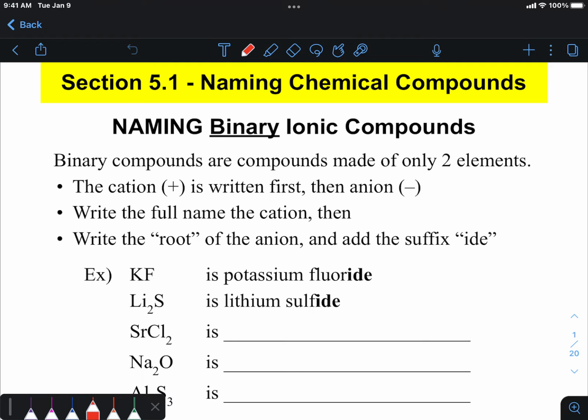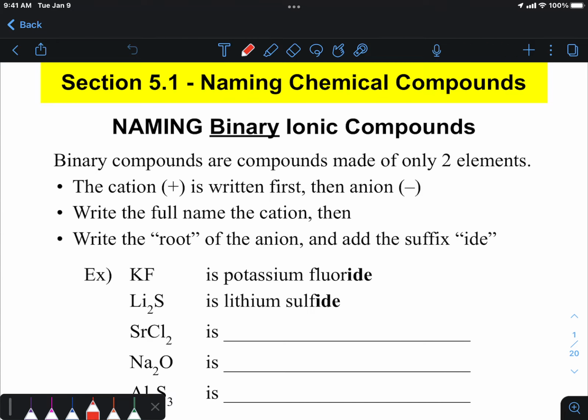So the protocol for it is this. The cation is written first. So remember, the cation is the one that's positive. It has lost electrons. And of course, what loses electrons? Metals or nonmetals? It's the metals, right? So it's the metal that's always going to come first. The anion is what gains the electrons, and that's going to be your nonmetals.